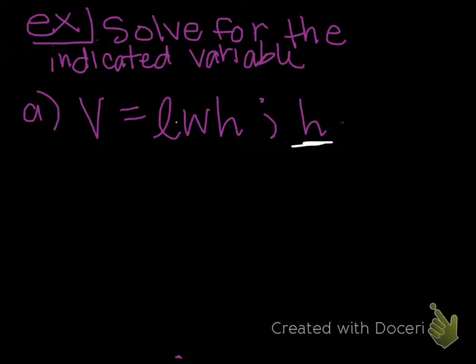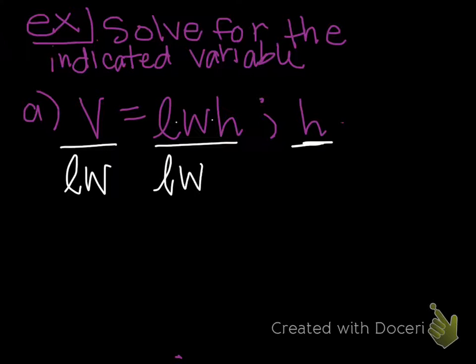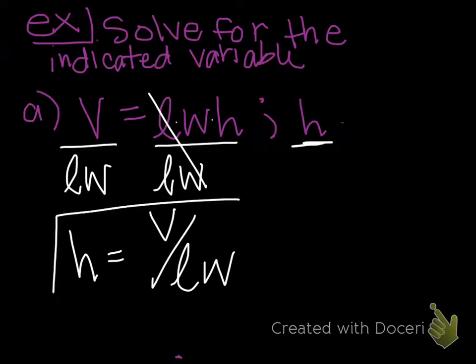So right now I have a bunch of multiplications between L, W, and h. So if I want h by itself, I'm going to divide both sides by LW. So they cancel, and I now have h equals v over LW, and h is now by itself. So notice you're not going to get an actual numerical answer, you're just going to get more letters, if you will.